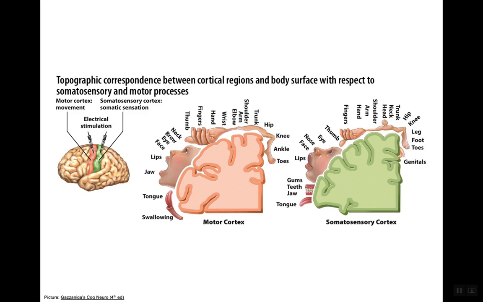Another thing that is not immediately clear is why some parts of the body are overrepresented. So for instance, you can see here that the face and the hand are overly represented. We have relatively large groups of neurons responsible for controlling these parts of the body and sensing what happens with these parts of the body relative to others, such as, let's say, the wrist or the elbow.